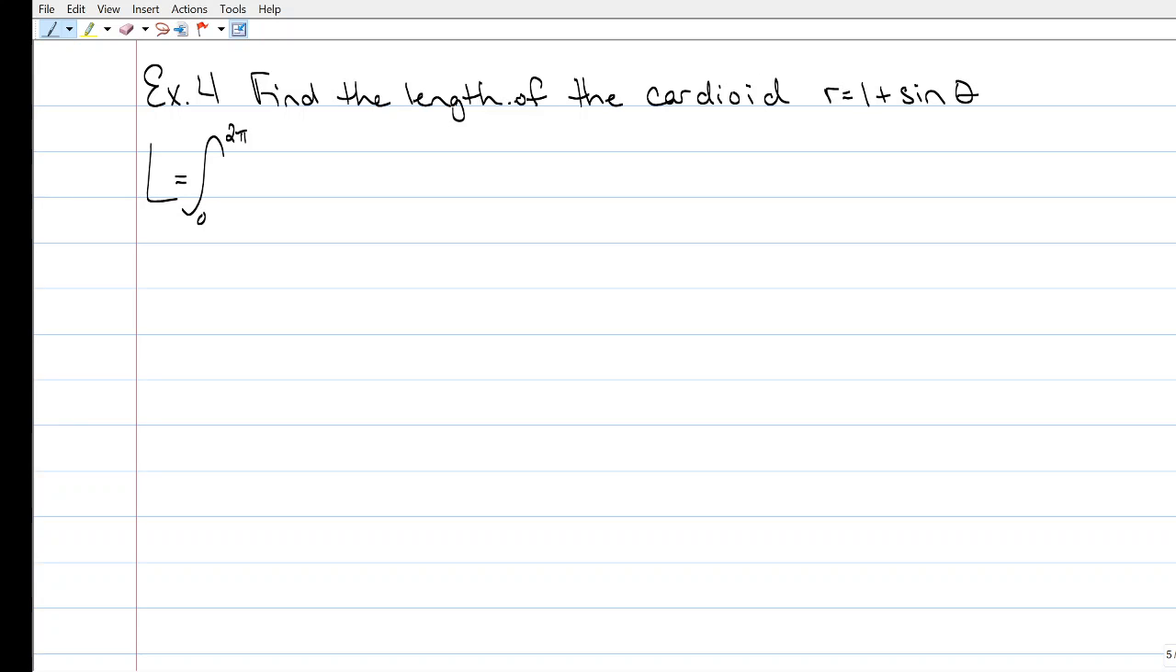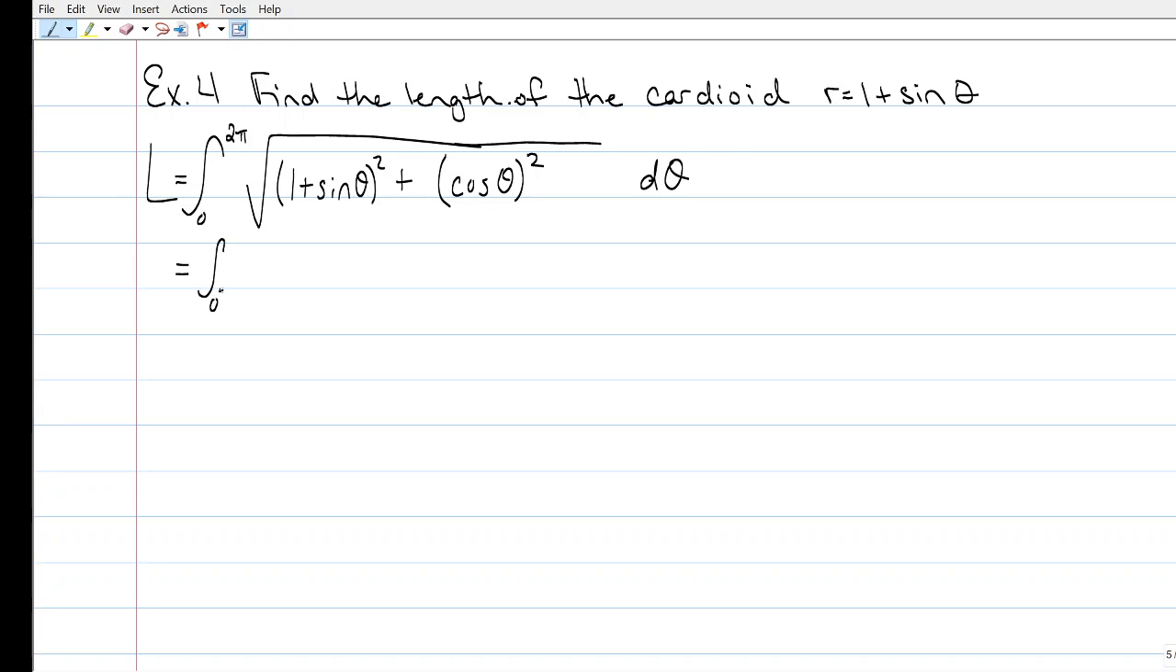So arc length L is equal to the integral from 0 to 2 pi of the square root of r squared, so we have the quantity 1 plus sine theta quantity squared, plus, we're still under the radical, now we need dr d theta quantity squared. So the derivative of r with respect to theta would be cosine theta. So we'll have cosine theta squared under the root as well, d theta.